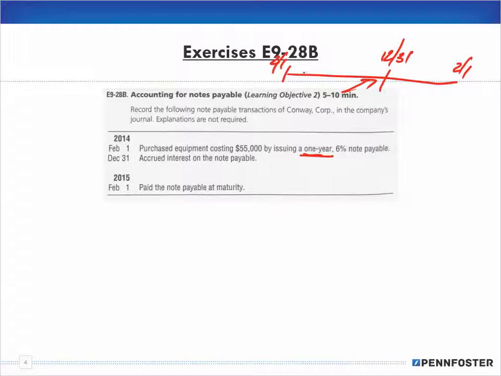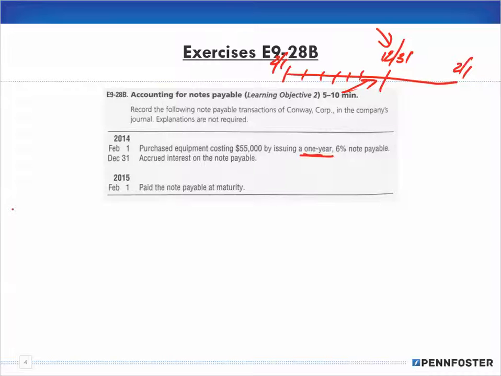Theoretically, you should be making those adjusting entries at the end of each accounting period. But if your accounting period is the entire year, then that's why you're making it on December 31st. So you have to make that adjusting entry on December 31st, and then on February 1st, 2015, pay the note payable at maturity.